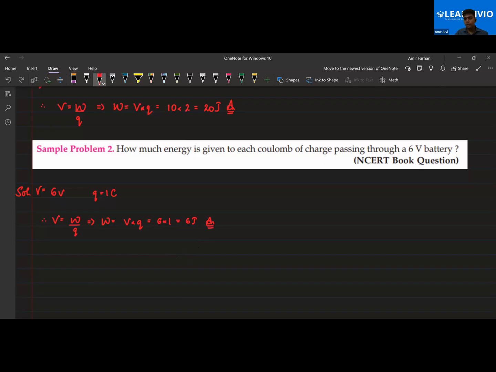Okay, Alvina, clear? Each coulomb means think of 1 coulomb of charge. How much energy is required for 1 coulomb of charge? So for each coulomb, we have to calculate only for the one charge. Okay, 1 coulomb of charge. Sure. Okay, so I'm giving you one. Please do this one.